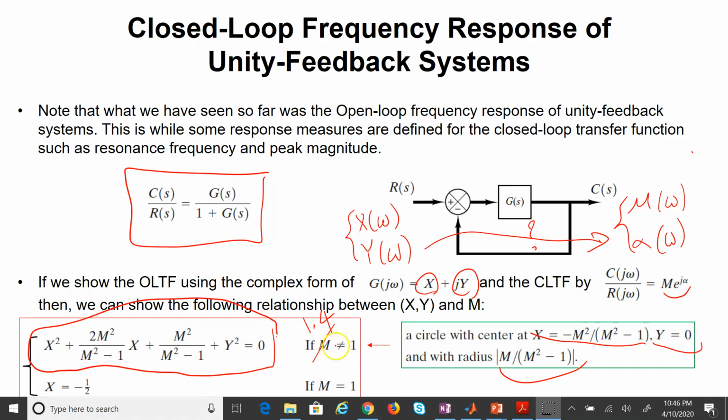This is for the case that M is not equal to 1. And for the special case that M is equal to 1, that simplifies to a vertical line at X equal -1/2. But for the case that m is not equal to 1, let's say 1.4, like this example, what type of curve is this? Well, you know from geometry that that's the equation for a circle centered at x equal -m squared over m squared minus 1, y of 0, and the radius of absolute value of m over m squared minus 1.